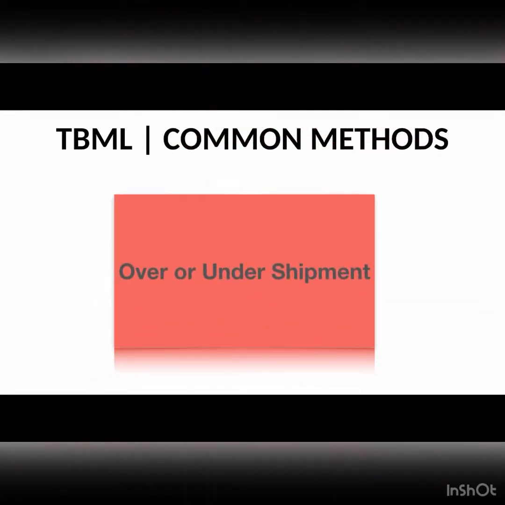Over and under shipment. The exporter ships more goods than previously agreed with the importer, thereby transferring greater value to the importer. Alternatively, the exporter ships fewer goods than agreed, transferring greater value to the exporter.